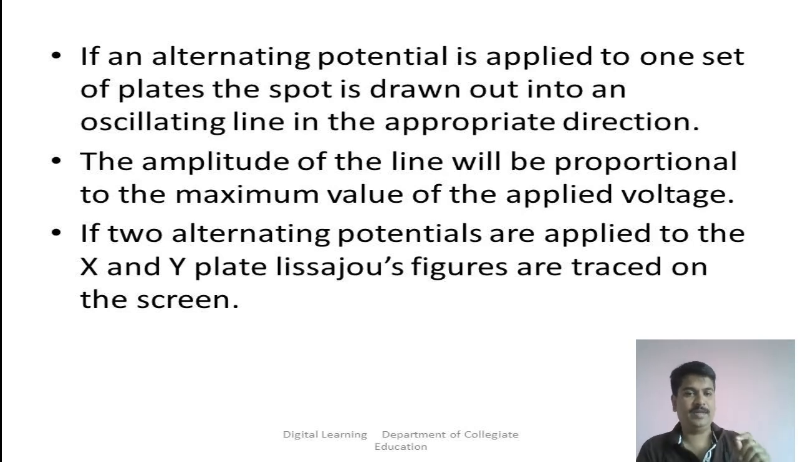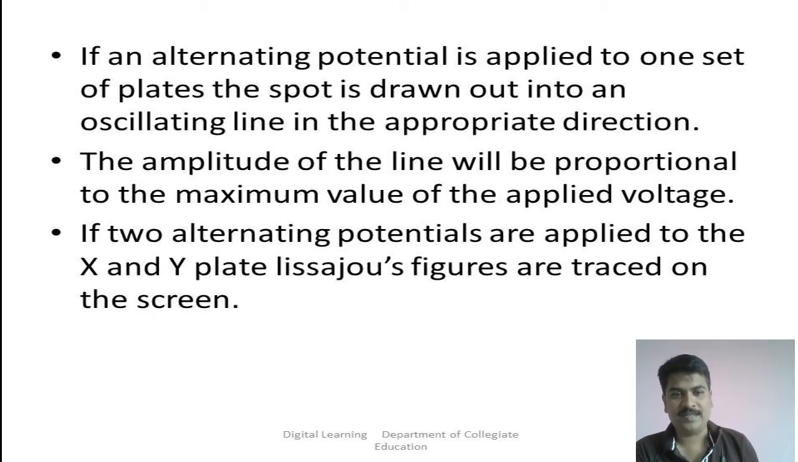Now it is not a single spot. The spot is drawn into an oscillating line. You will get a complete waveform, because now the spot is drawn into a line that gives a waveform. This happens only if you give an alternating potential to one set of plates. Suppose you give a direct voltage, DC, it will give you a straight line in the output. The spot is drawn into a straight line. If you give an alternating potential to one set of plates, it will be drawn in the form of a wave.